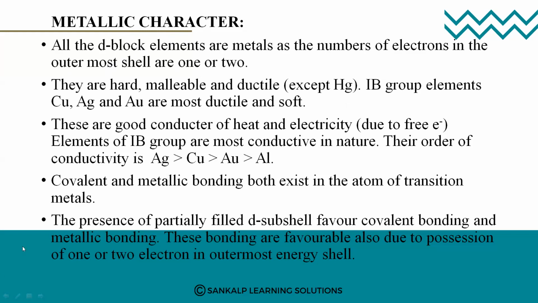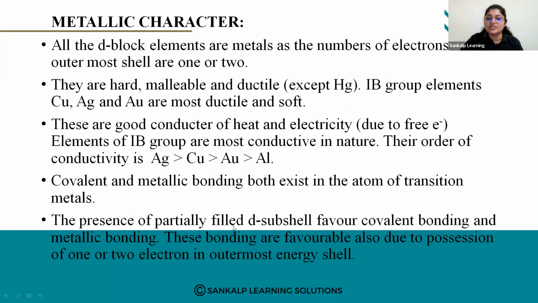Why? Due to the free electrons which are present. So elements of group 1B are most conductive in nature, and the conductivity is in the order Ag is greater than Cu is greater than Au is greater than aluminium. So this is the increasing series. Then covalent and metallic bonding both exist in the atoms of transition metals. So these are certain properties.